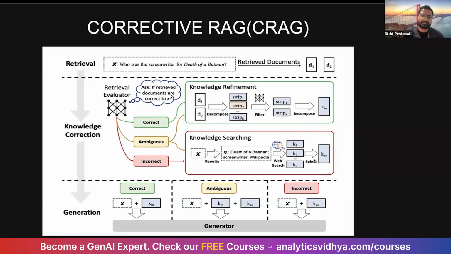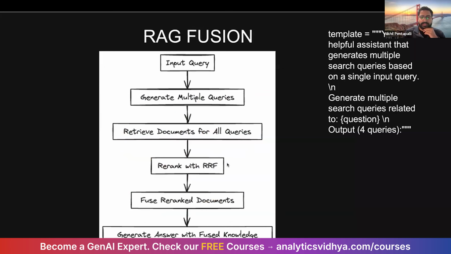So for these 3 conditions, in the generation part, we have the question X plus K internal as the context. In case of ambiguous, you have question plus internal context plus external context. In case of incorrect, you have question plus external context. So you can imagine 3 different flows: one for correct, one for ambiguous, and one for incorrect retrieval. And then comes RAG fusion.